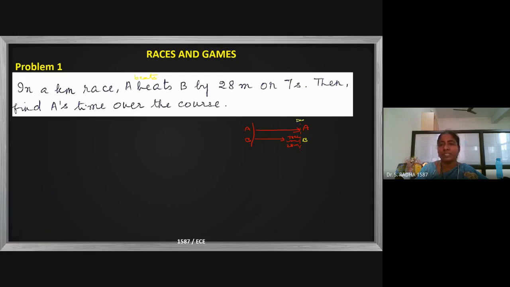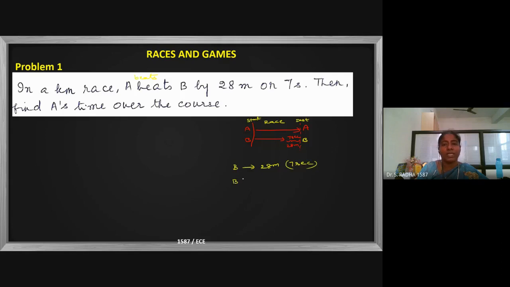This is our destination point, and this is our starting point. Race is going on. So now you can see B is left behind by a distance of 28 meters, or by a time of 7 seconds. So B has to cover 28 meters, which may take 7 seconds.